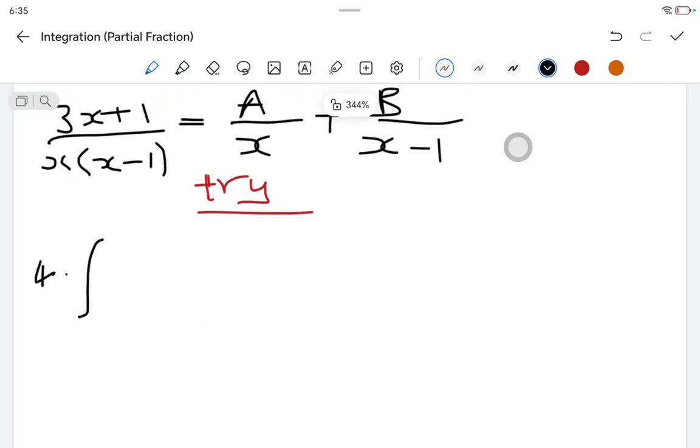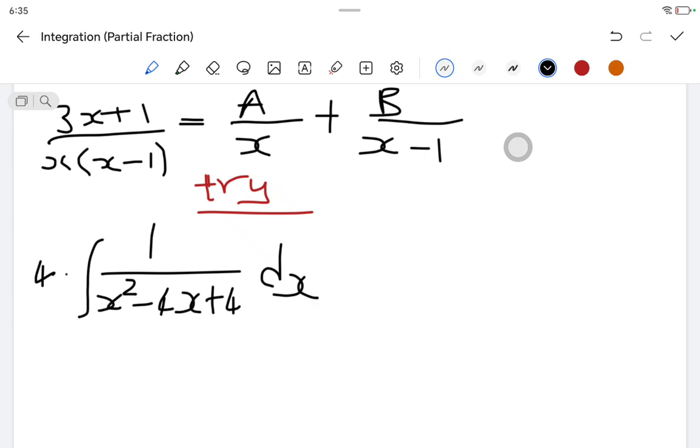And the question said 1 over x squared minus 4x plus 4 dx. So if we check this, we're given this question and they say we have the integral of x squared minus 4x plus 4. Who can tell me, what do you think we can do here? Anyone with a clue of how you could approach this question? I think you can try completing the square. We can complete the square, right? Yeah. First, the first suggestion is to complete the square.